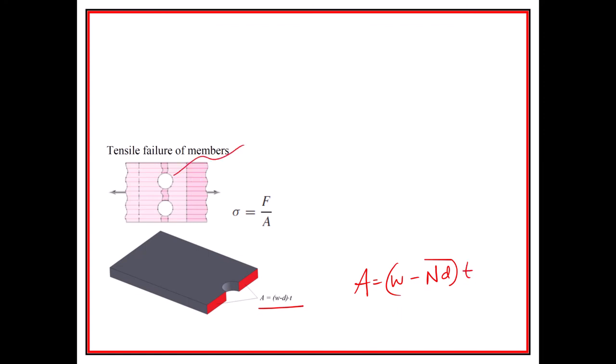Because up in here, you could see that there's 2 bolts, so that we would take this, and this, right? So in this case, the area would be the width minus 2 times the diameter, and then times the thickness to get that area. And the force is perpendicular to the area, so therefore it's a normal stress.